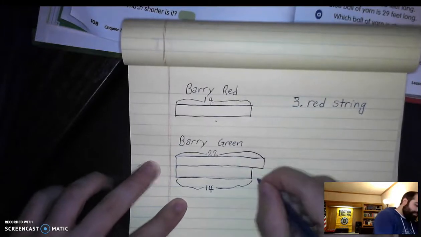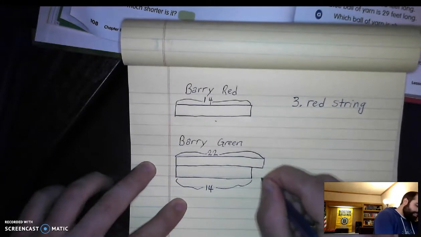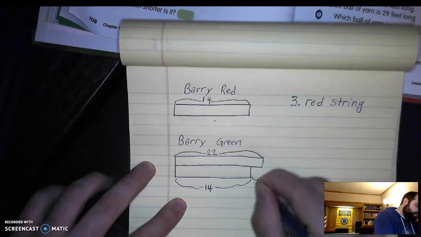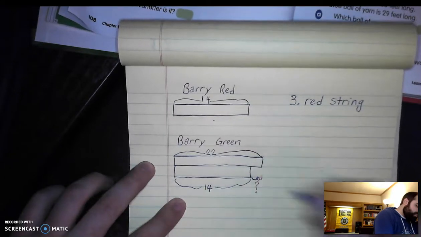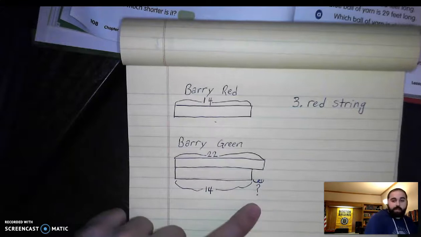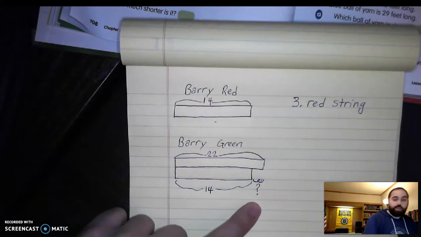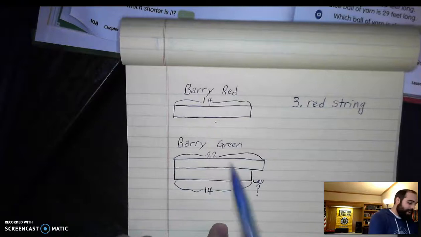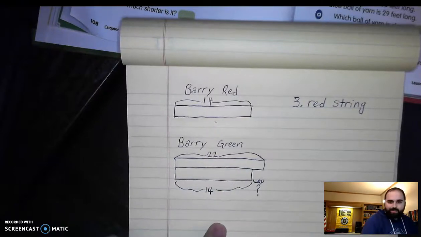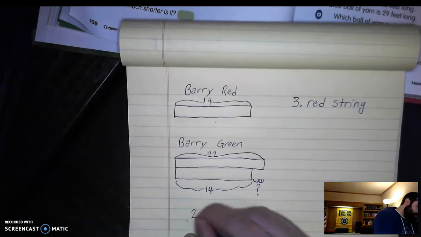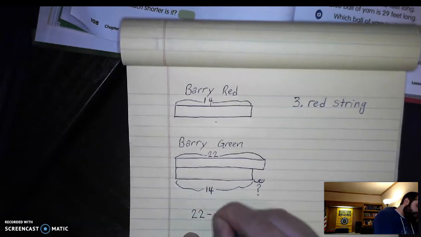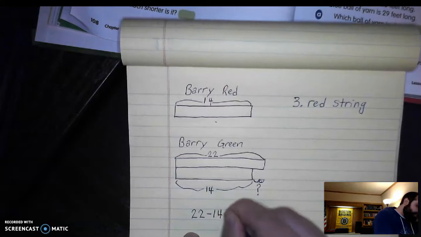So what we're missing is this little piece right here, right? We're not too sure what that little missing piece is. That's going to tell us how much shorter this one is compared to that one. So, what would be a good number sentence for this one? I think if we use our bigger number, 22, and we take away the 14, we will get our answer.